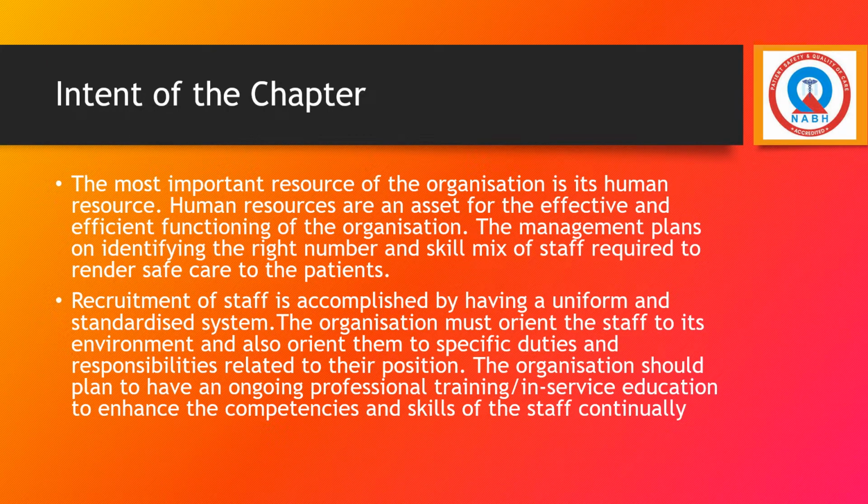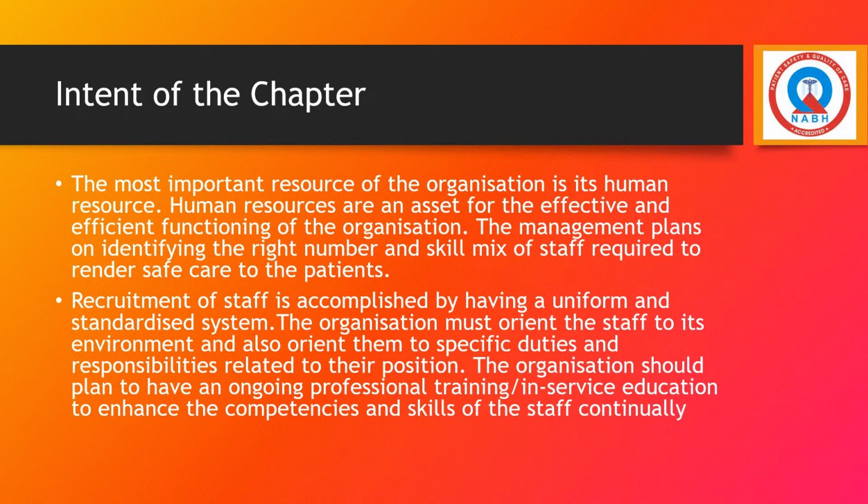Okay, now I'll talk about the intent of the chapter. So the first point here on the slide is the most important resource of the organization is its human resource. Human resources are an asset for effective and efficient functioning of the organization. The management plans on identifying the right number and skill mix of staff required to render safe care to the patient. So an organization requires the right number and skill mix of staff to render safe care to the patients. That means there should be the right number of doctors, nurses, paramedical staff to provide care to the patients.